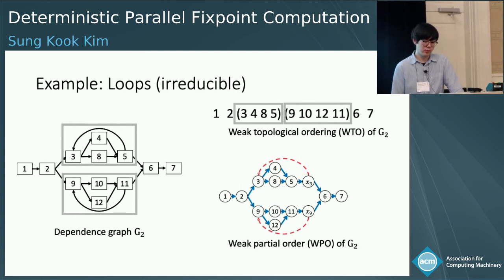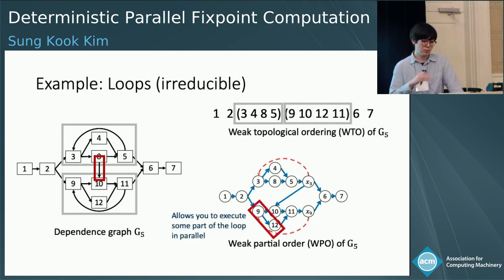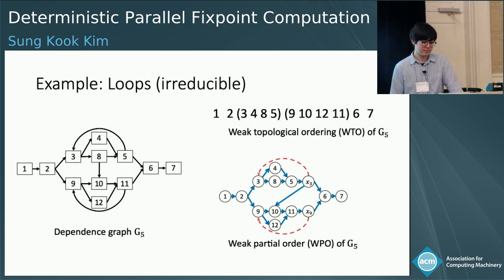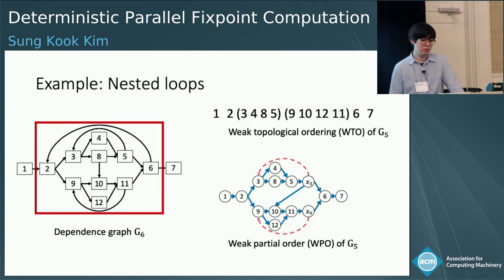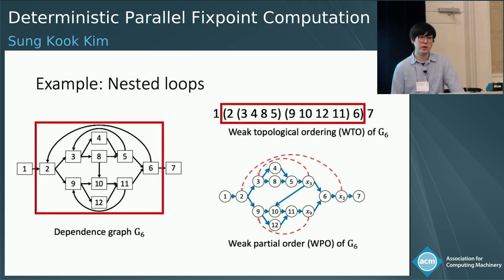The same principle applies for irreducible graphs. So if we added an edge like this, it would be an irreducible graph. But as I said, you wouldn't add an edge like that. You would add an edge from the exit 3. Note that what matters is the source of these constraints, not the targets. So thanks to this, we can execute some part of the loops in parallel. Now, if we add this new edge, we get nesting loops, and we change WTO and WPO correspondingly.